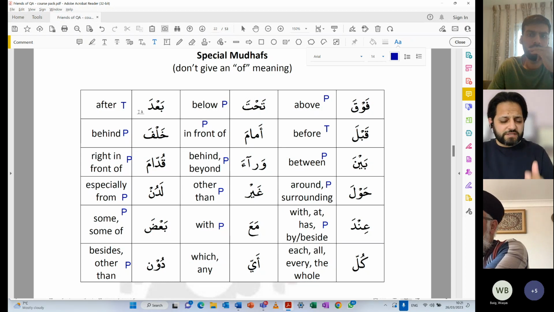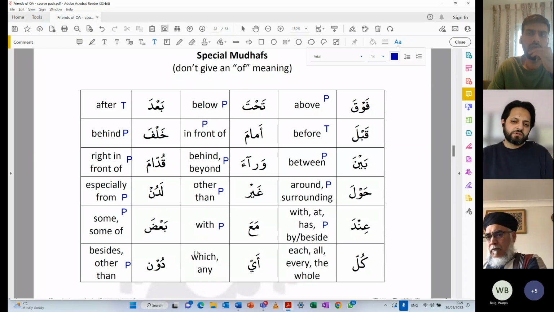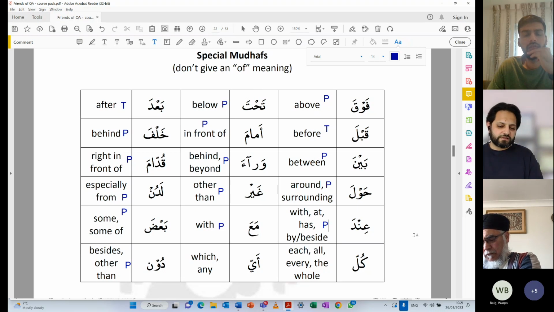So the point is that these are the words, of course you won't be able to memorize them, but you need to know them. Whenever you see these words, they would always show up as a mudaf. So whenever you are looking at these words, you are looking for a mudaf ilay after them. The ism after them must be in a jar form. So they will always form an idafah relationship, mudaf and mudaf ilay.